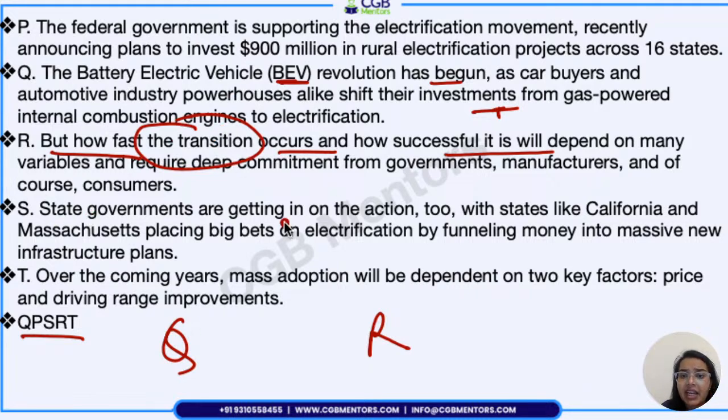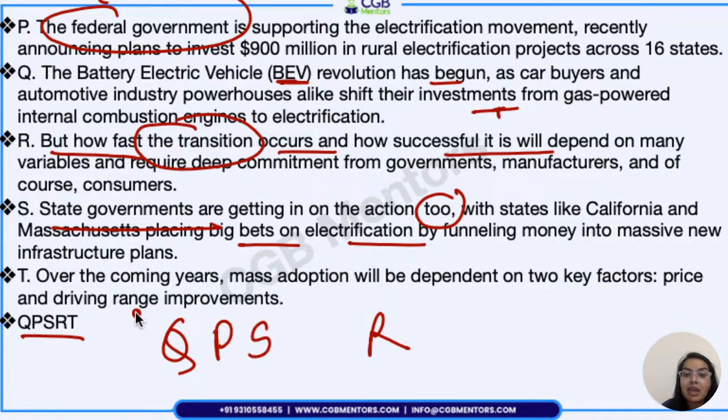State governments are getting in on the action too, with states like California, etc., placing big bets on electrification. So see, state governments, federal governments. And then we are saying state governments are getting on it too. So that's why P comes first, this comes after. All are positive, all are talking about the revolution and the manner in which it is taking place. So QPS will come together.